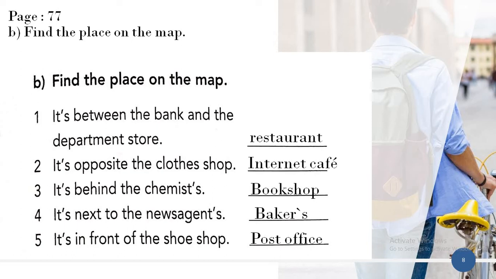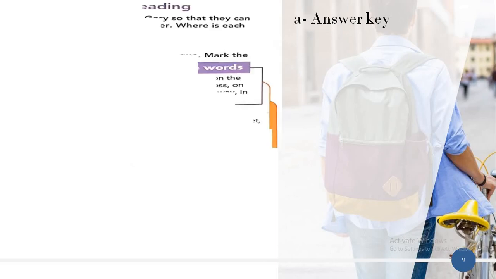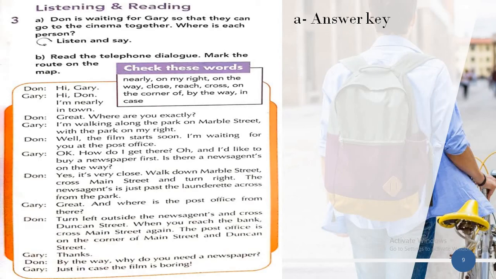Excellent. And now let's move to what? Listening and reading. So A, Don is waiting for Gary so that they can go to the cinema together. Where is each person? Listen and say. Good. B, read the telephone dialogue. Mark the route on the map.